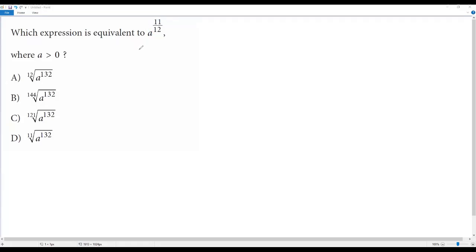Before we try to solve this problem, let's consider the base a with the exponent 1 over 2. Whenever we have an exponent in this form, the numerator is 1 and the denominator is 2. This exponent can be written as a radical. So we have radical a.